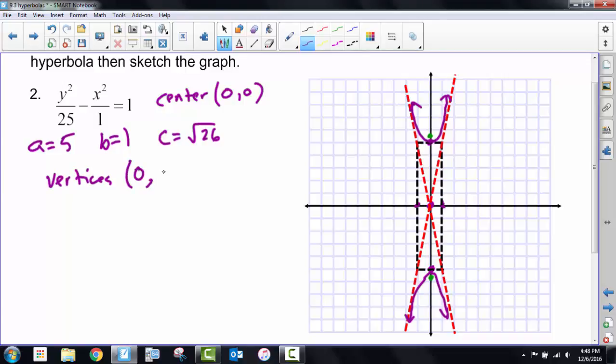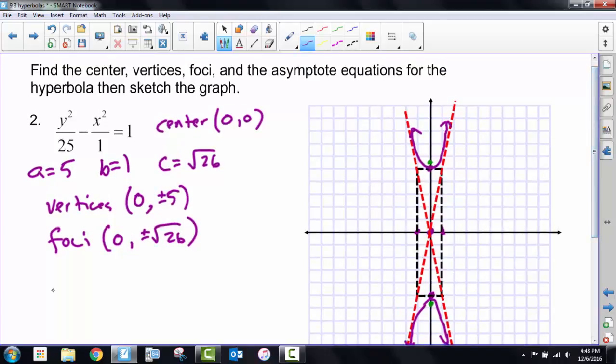We know those are going to be up and down 5 spaces from the center. So we'll just do 0 plus or minus 5. And the foci are up and down square root of 26 spaces from the center. So 0 plus or minus square root of 26.